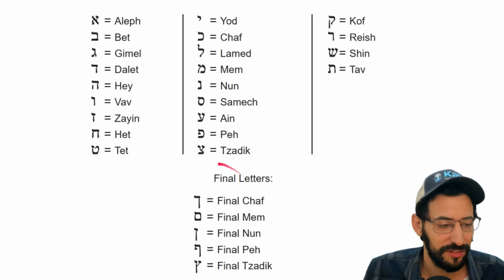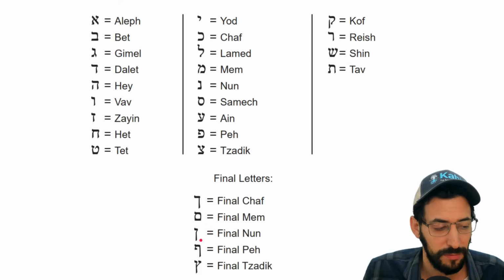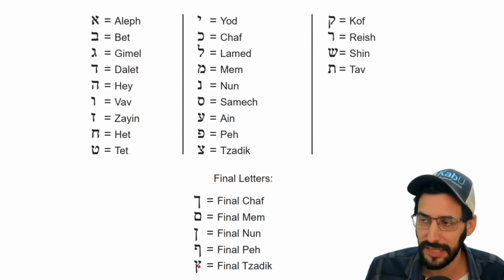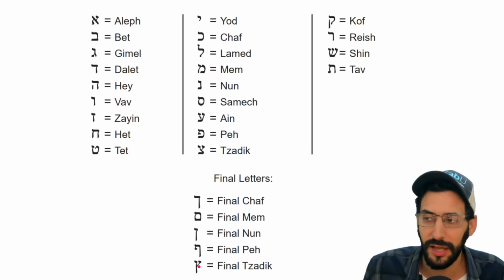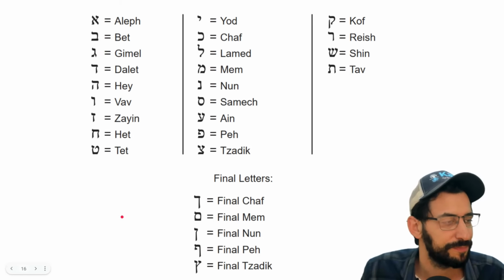So that's how they sound. The final letters sound the same. So final Chaf is still Chaf, final Mem is still Mem, and Nun, Pei, and Tzadik sound the same. They're just written differently, and I'll explain why in about a minute.